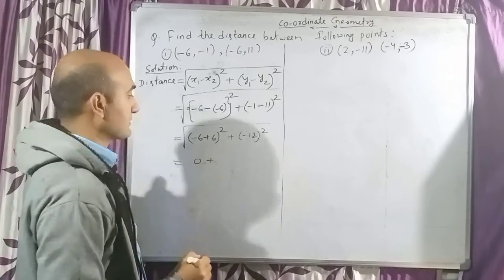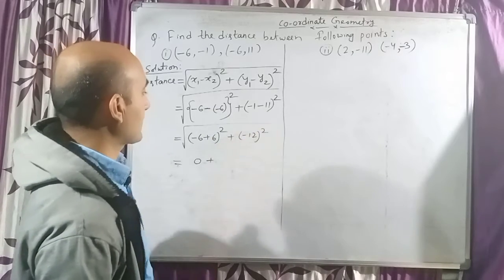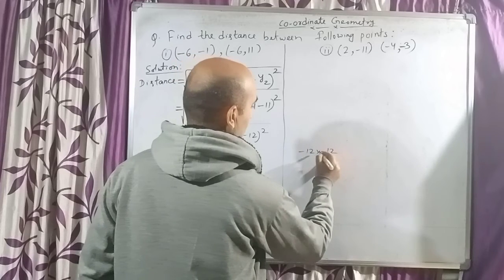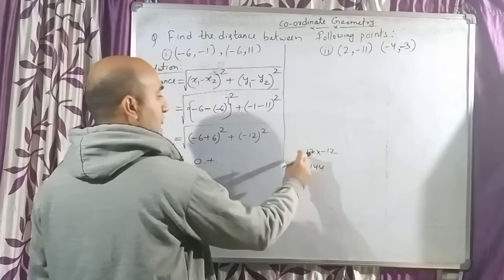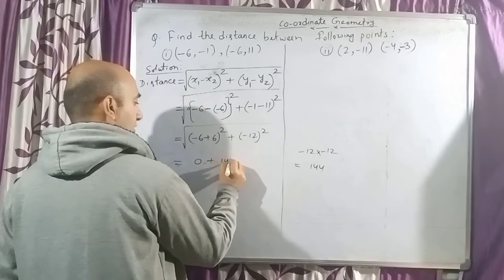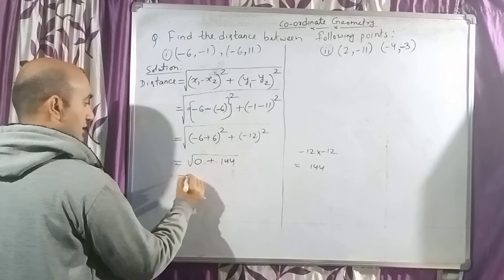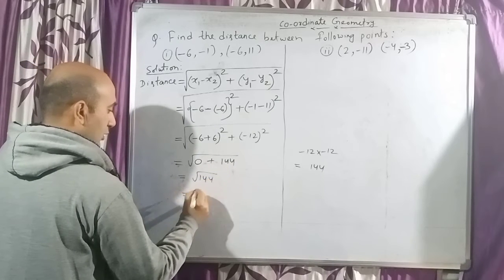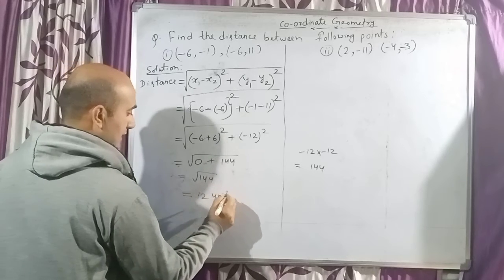And here plus, and here minus 12 whole square means minus 12 will multiply 2 times. 12 into 12 is 144, and minus into minus is plus. So I can write 144 root over. Next, 0 plus 144 is 144 root over, and root over 144 is 12. So my answer will be 12 unit.